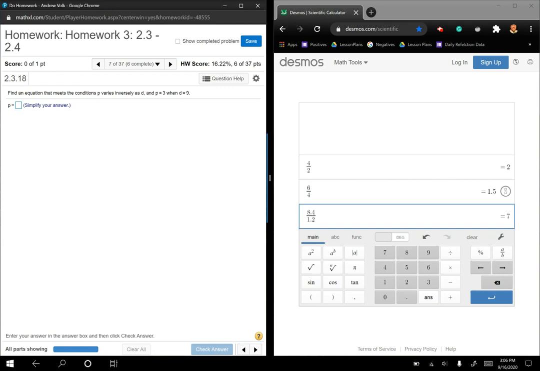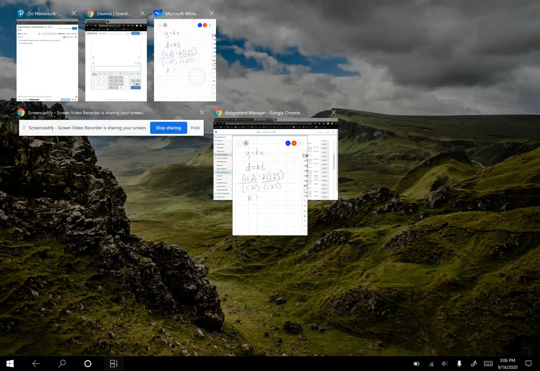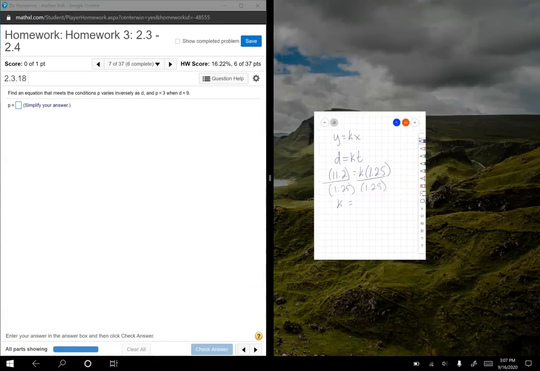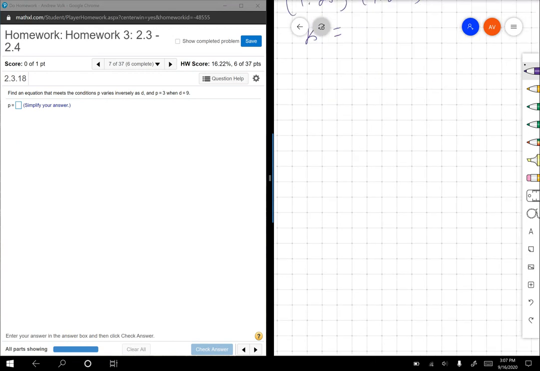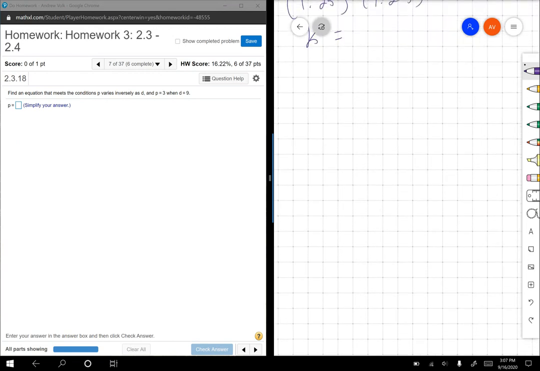This one also varies inversely, and it's asking us to write the equation. So I'm going to switch over to my whiteboard here. When I talk about varies inversely, the formula is actually going to be y equals k over x. In this case, it's actually going to be p equals k over d. It says p varies inversely as d, so we're going to put the d on the bottom. It gives us a p and a d so that we can plug those in.